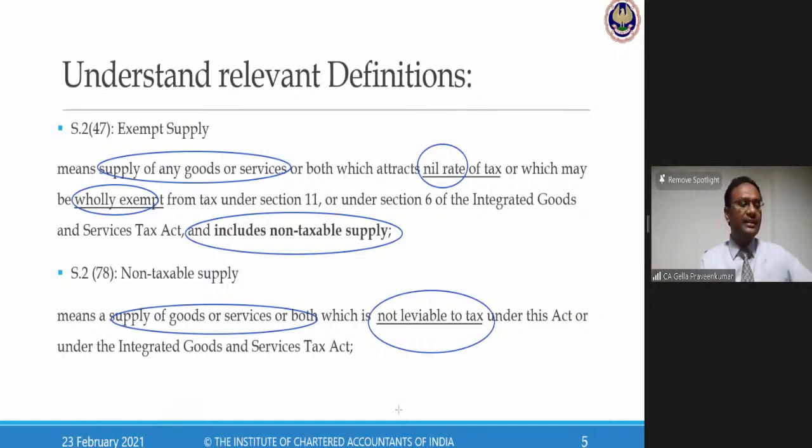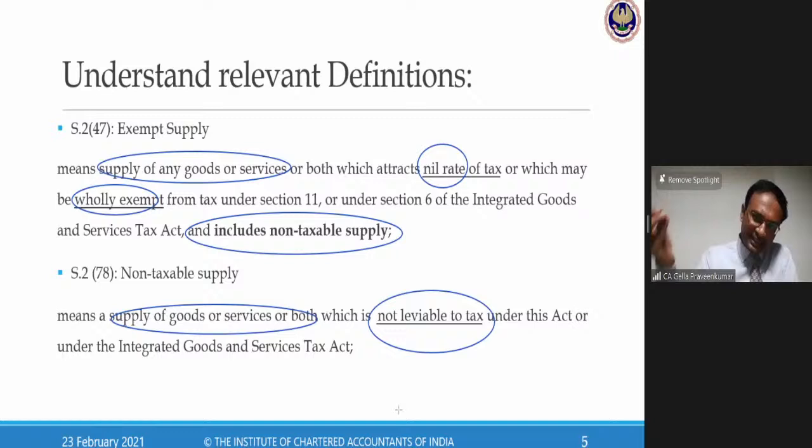Now, when we read our Section 9, which talks about your levy, sir, we have covered Section 7, which talks about your supply. We also have understood something called Section 9, where they say supply of petroleum crude, high-speed diesel, motor spirit, then alcoholic liquor for human consumption. Now, these are the activities which are kept outside the levy of my GST law.